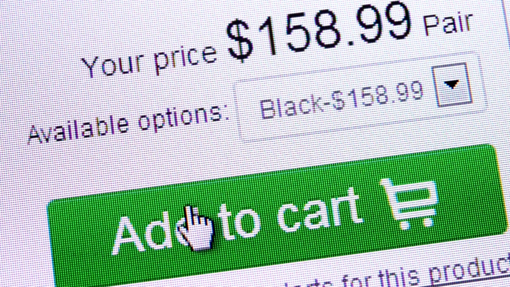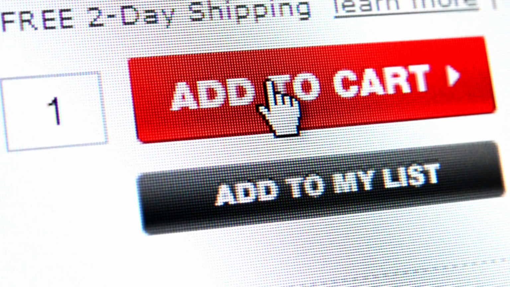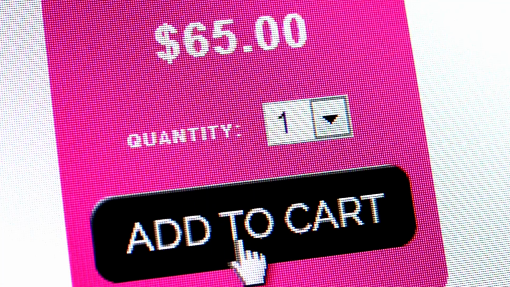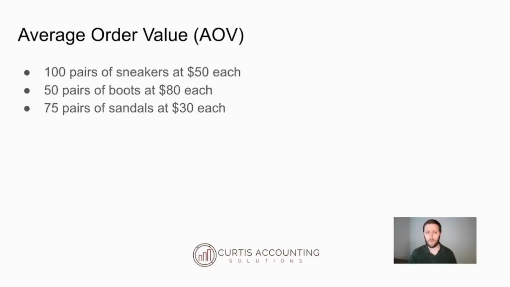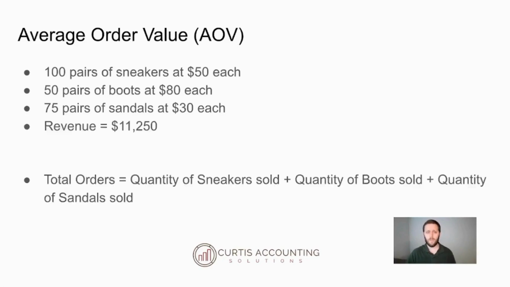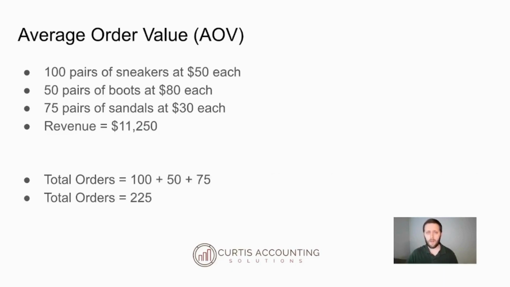To calculate this, you need to find out the total revenue generated and then divide that by the number of orders. Using our same example as before, let's assume the same data: 100 pairs of sneakers at $50 each, 50 boots at $80 each, and 75 pairs of sandals at $30 each. We know that revenue is going to be $11,250, so now we just need to figure out what the total orders are. We have that there, quantities added together. Added those all up, we get 225 orders for the month.